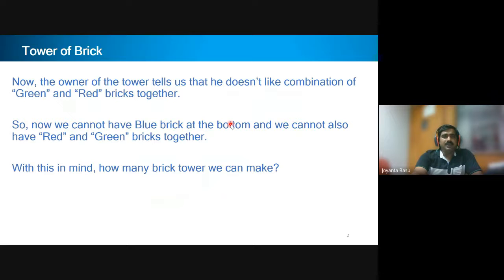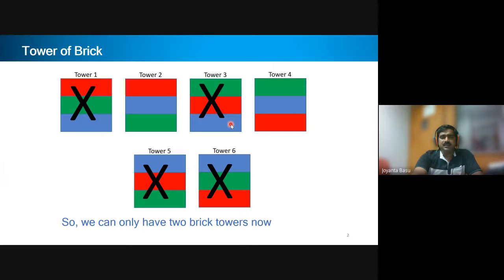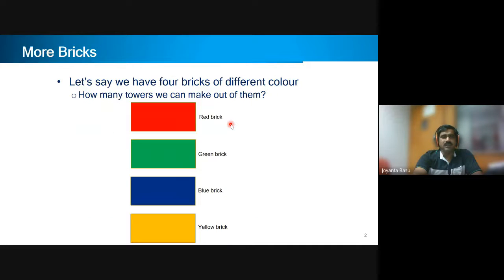Similarly, now the owner tells us he doesn't like the combination of red and green. Now we cannot have the blue. So these are the final combinations I have seen. Now more bricks, a yellow brick comes in. So we need to prepare some towers using red, green, blue and yellow.